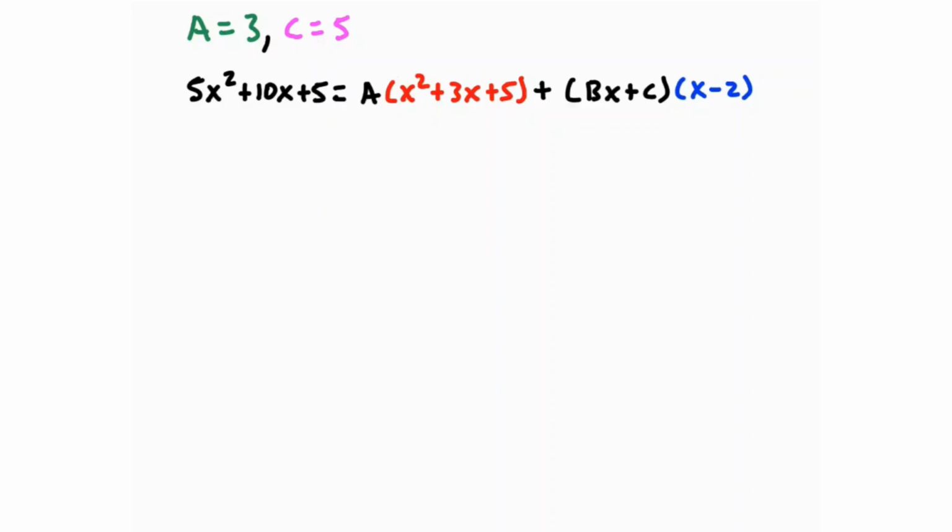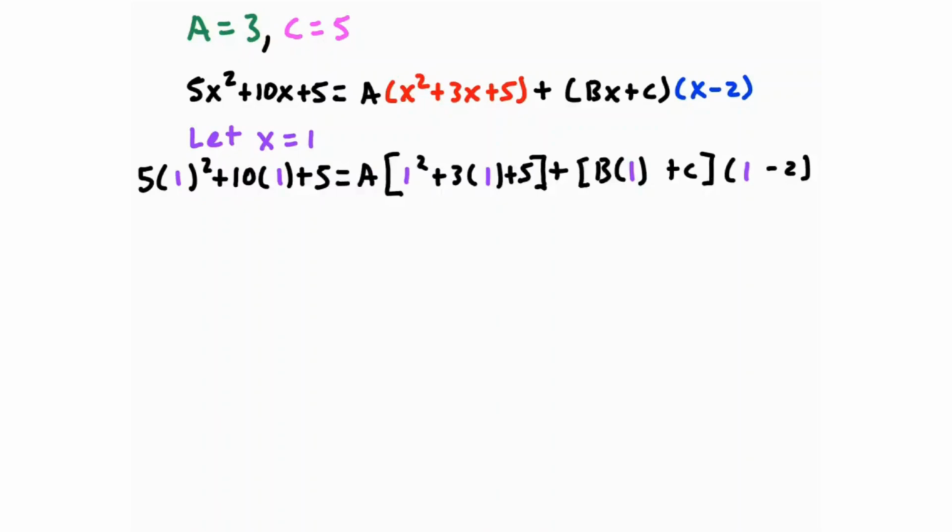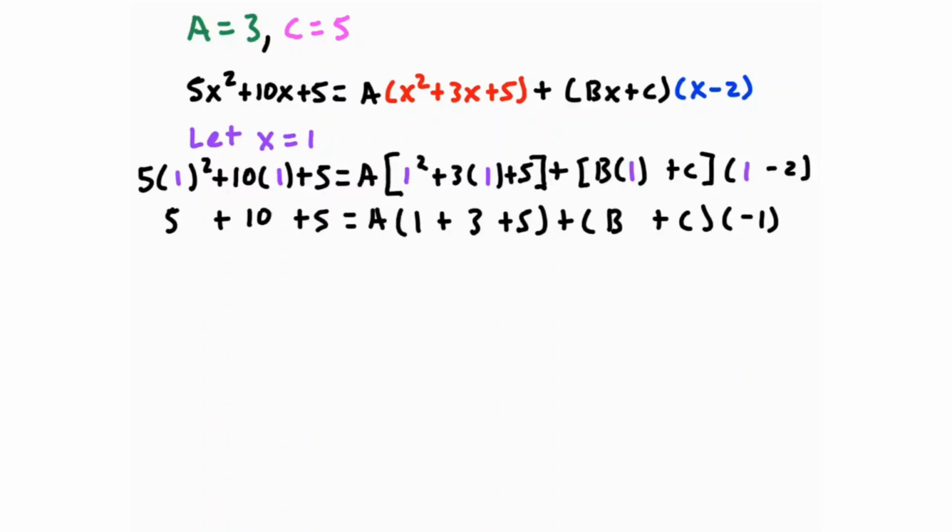So let's pick a different x value. We already chose x equals 2 and x equals 0, so let's choose another x value that will be simple to use, such as x equals to 1. We'll substitute this into our equation, and then we'll simplify. And this is what we get.